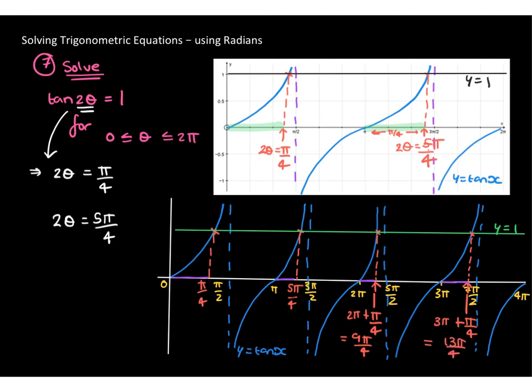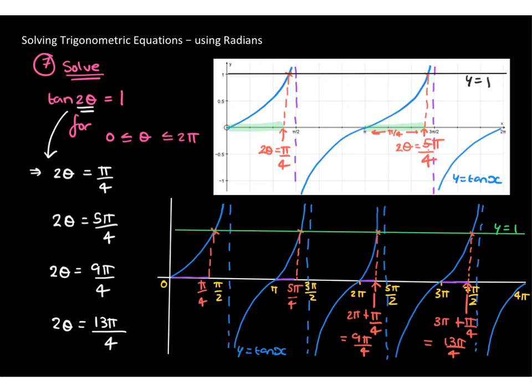Now again, remember, you may have other ways of solving these sorts of equations. It's entirely up to you. Use whichever method you feel comfortable with and which gets you to your accurate answers. So I now know that the other options are 2 theta equals 9 pi by 4 and 2 theta equals 13 pi by 4. So where do I go from here?